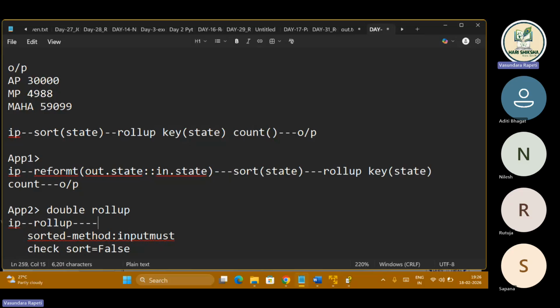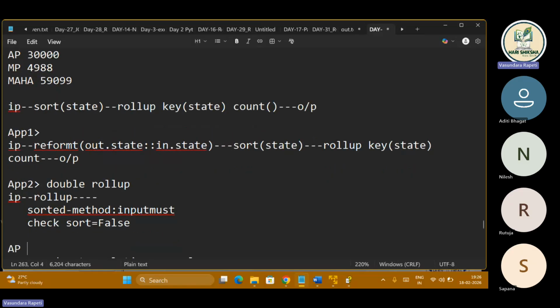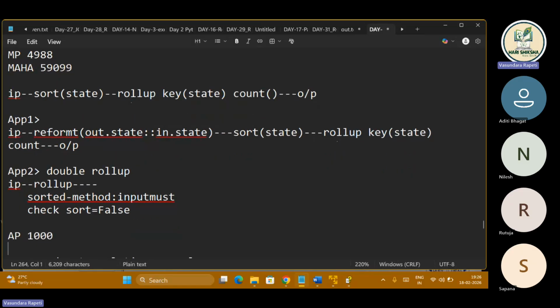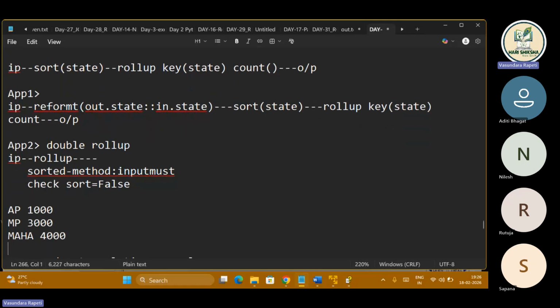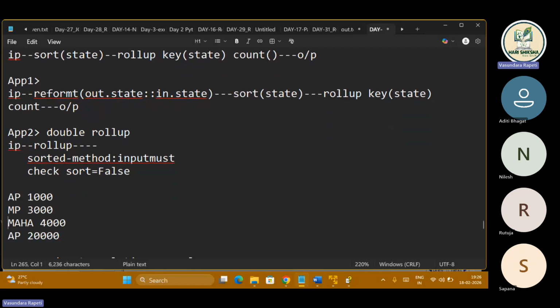Now what will it do? It will just collect the naturally sorted data: first AP this many records, MP this many records, Maharashtra this many records, AP again this many. So it will give you duplicate data. Are you getting why? Because the data has duplicates, that's why you didn't sort it. So whatever the natural sorted data, it will count that much only. State is the key, and you are counting on naturally sorted data. You didn't sort it, so it will give you duplicates.